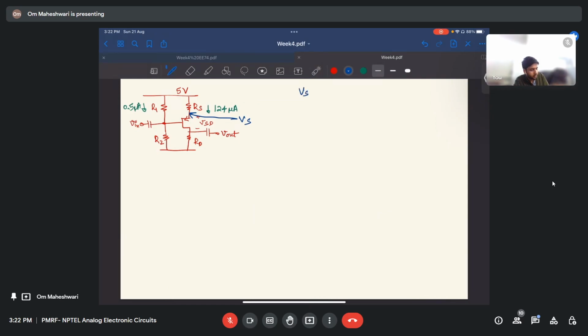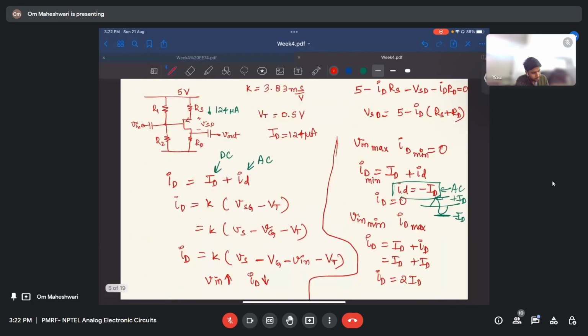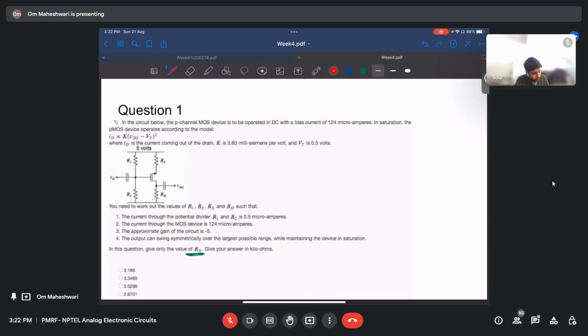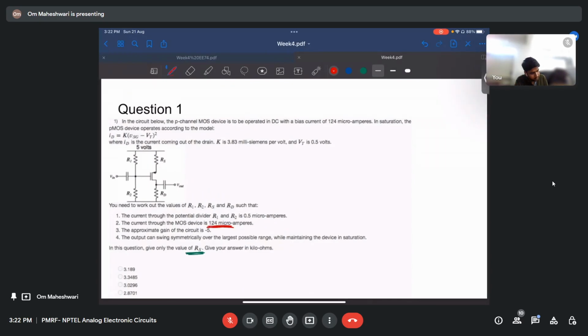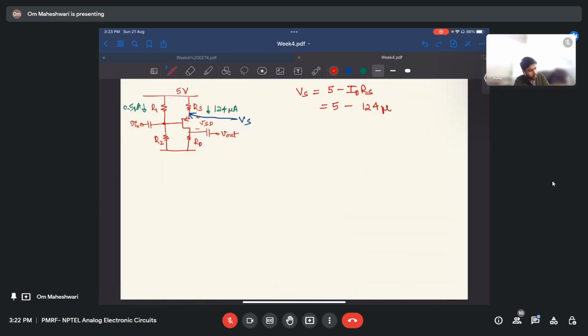Vs equals 5 minus ID times Rs. ID is 124 microamperes, so 124 micro into Rs, which we just found out was 3.189. So Vs we will get as 4.604 volts.